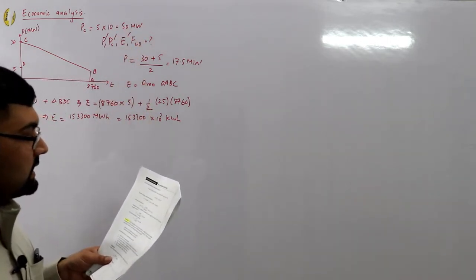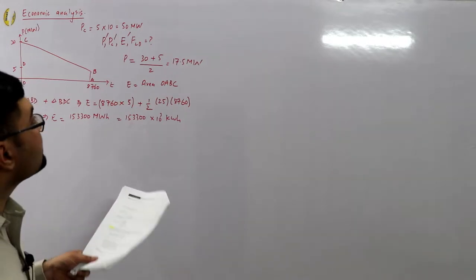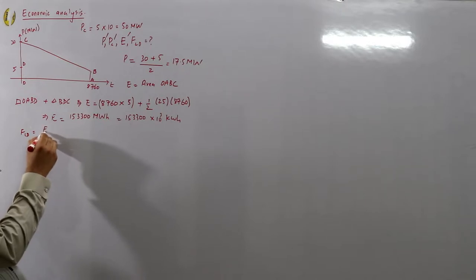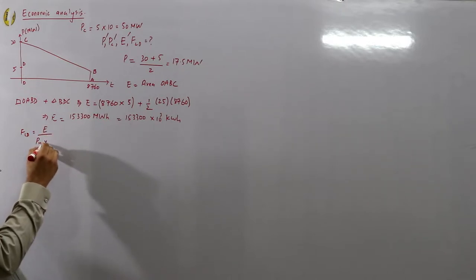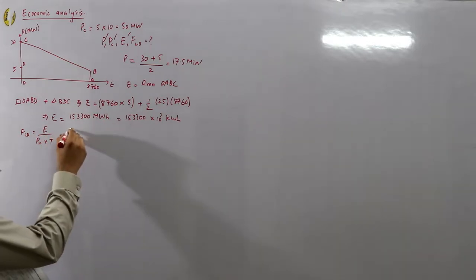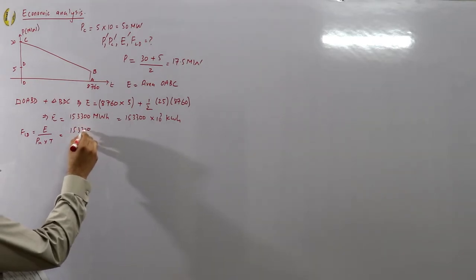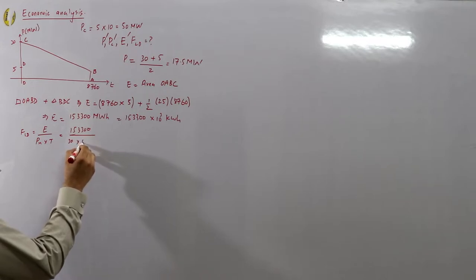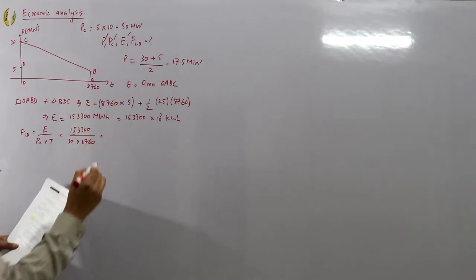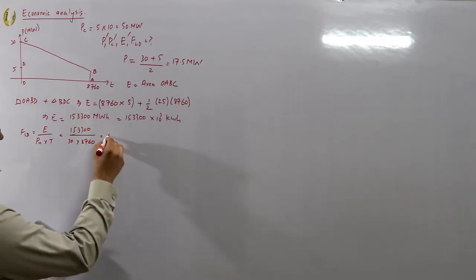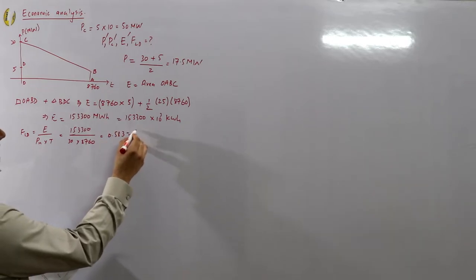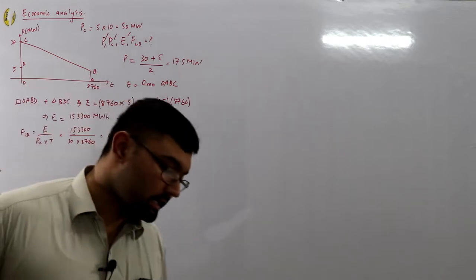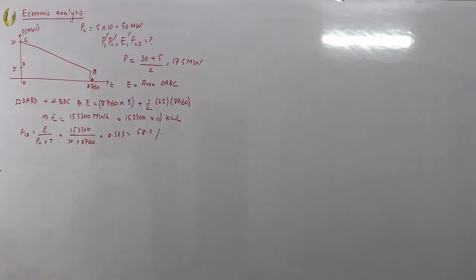Now the load factor FLD is, by definition, the energy units divided by the maximum demand into time. We have the energy units 15300 megawatt hours, divided by 30 megawatts into 8760. This comes out to be 0.583, or 58.3%. So this is done.